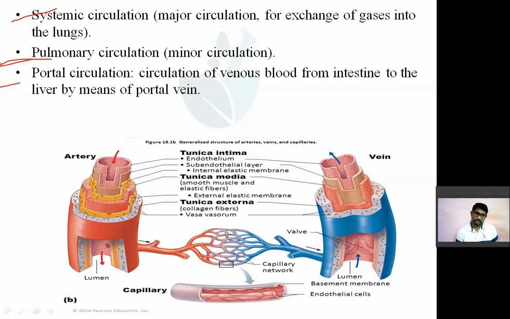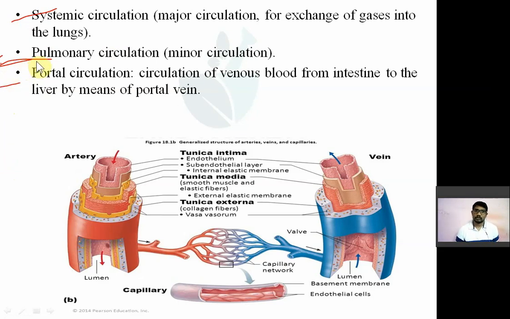Okay. So remember there are three kinds of circulation: systemic circulation, exchange of gases between blood and cells, tissue, etc. Then pulmonary circulation, that means exchange of gases between blood and alveoli. Then portal circulation means circulation of venous blood from GIT area to the liver. That is a portal circulation.